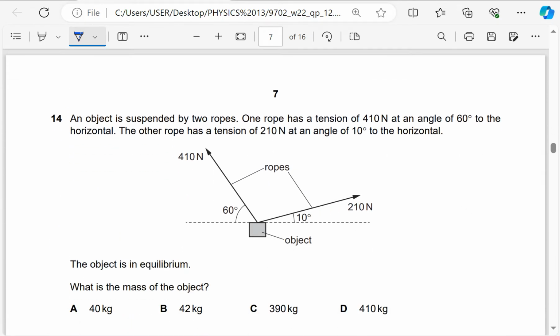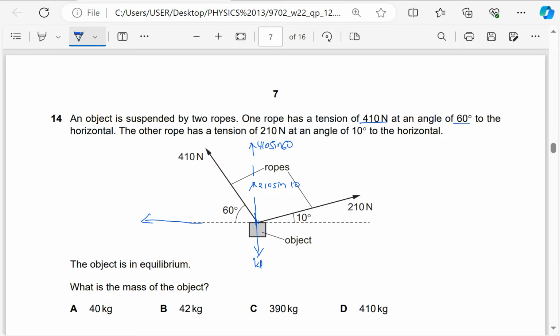An object is suspended by two ropes. One rope has a tension of 410 newtons at an angle of 60 degrees to the horizontal. So if I resolve this vertically upwards and horizontally, in the vertical I would have 410 sine of 60. When I resolve 210 newtons to the vertical, it will point upwards. It will be 210 sine of 10. These ones are pointing upwards. The weight of the object points downwards.